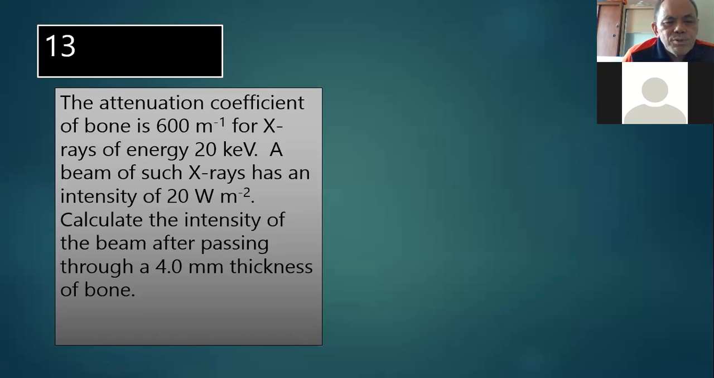Attenuation coefficient of bone is 600 per meter. X-ray of energy 20 kilo electron volt. A beam of such X-ray has an intensity of 20 watt per meter squared. Calculate the intensity of the beam after passing through 4 millimeter thickness of bone. So you can either change this to meter or you can change this per millimeter. The two must be the same. Cannot mix the units.